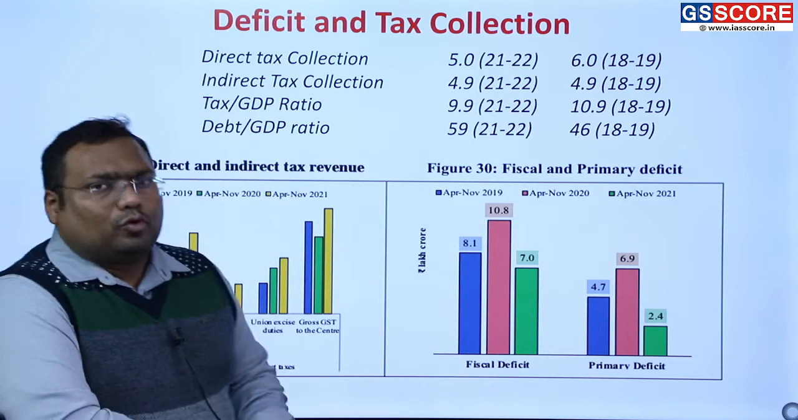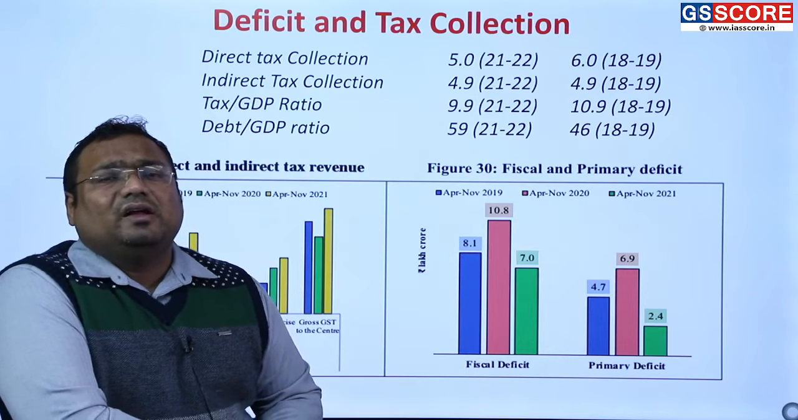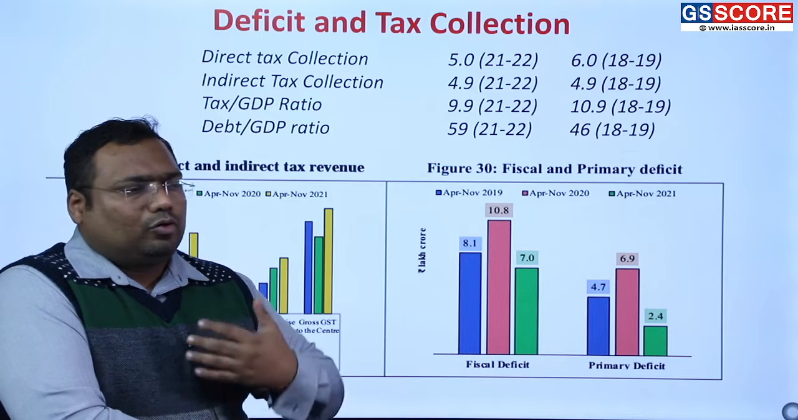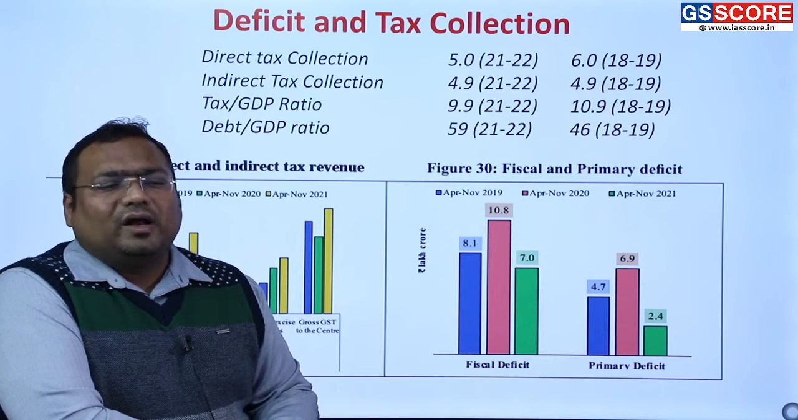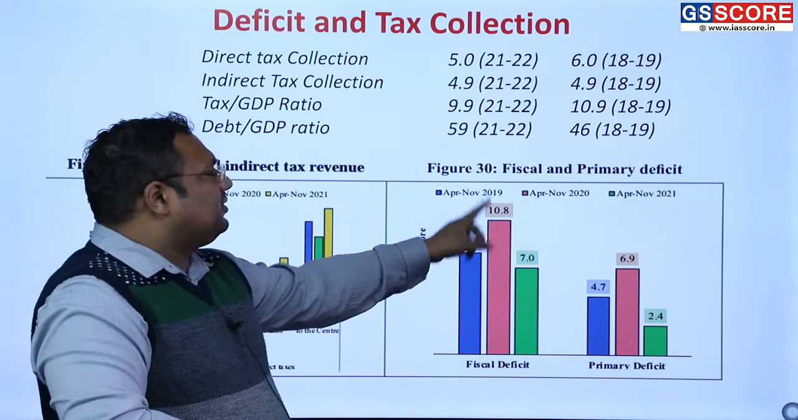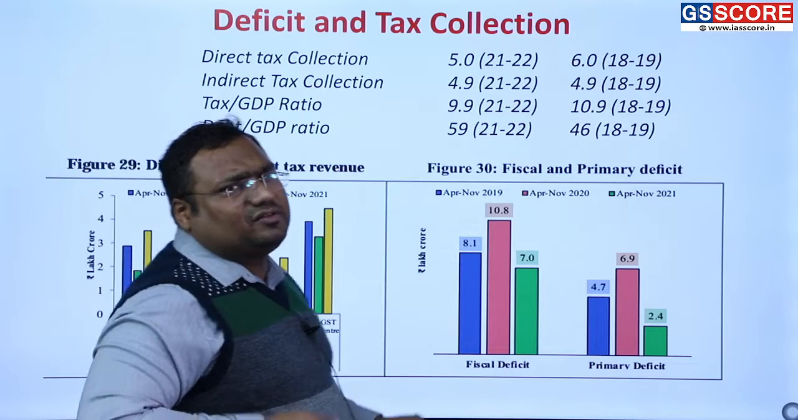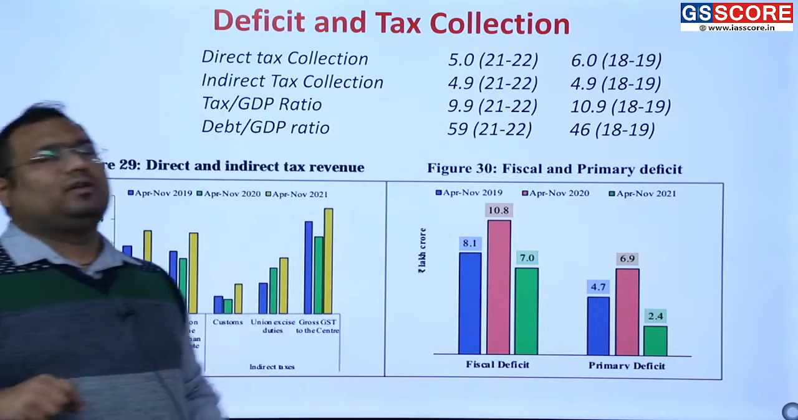The government needs to borrow. Why? First, the tax collection goes down. Secondly, it needs to spend more in order to respond to the emergency, in order to improve and extend the welfare measures. So as a result, a massive increase in fiscal deficit. This fiscal deficit is the highest in the post-reform period. After 1991, this is our highest fiscal deficit.